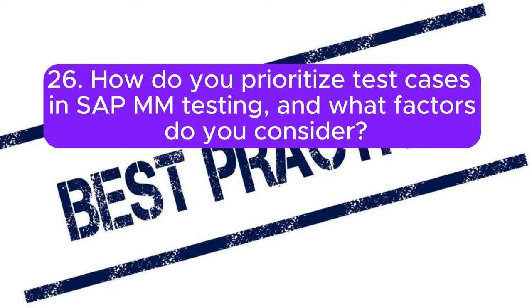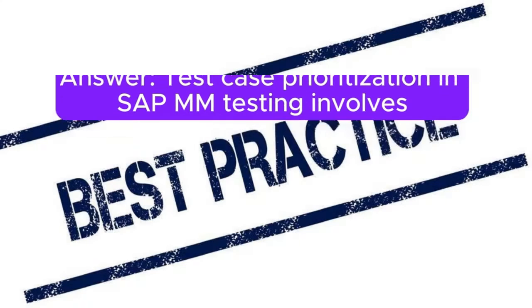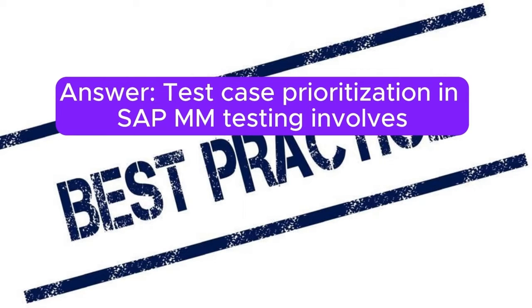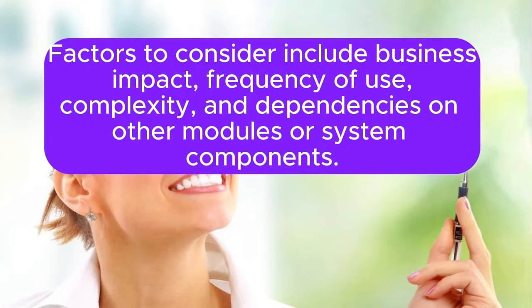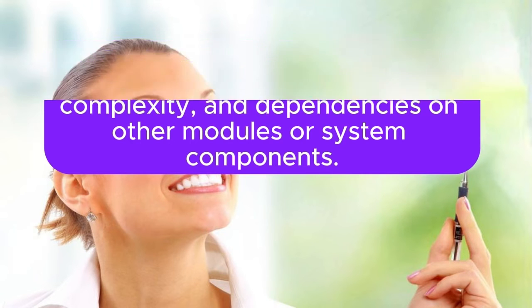26. How do you prioritize test cases in SAP MM testing, and what factors do you consider? Answer. Test case prioritization in SAP MM testing involves identifying critical business processes, high-risk functionalities, and key system dependencies. Factors to consider include business impact, frequency of use, complexity, and dependencies on other modules or system components.